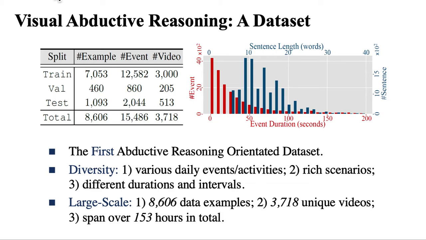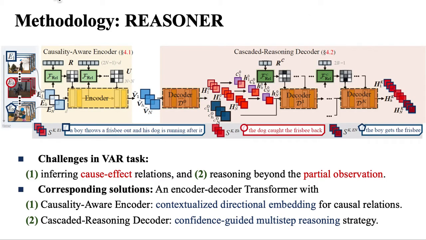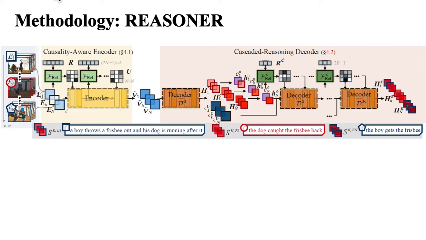With this high-quality testbed, we are ready to examine the VAR ability in machine intelligence, and we serve as a proper baseline for VAR with the proposed Reasoner. It follows an encoder-decoder transformer architecture. As an overview, the encoder takes video sequences and encodes the visual features. And then the decoder takes these features and decodes each description autoregressively.